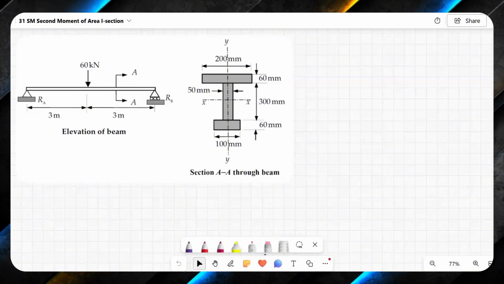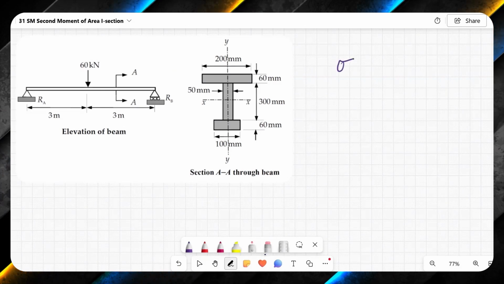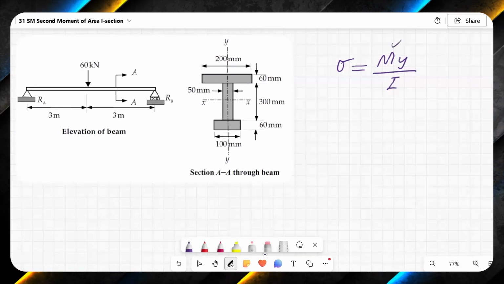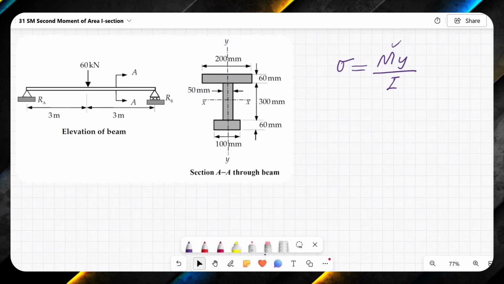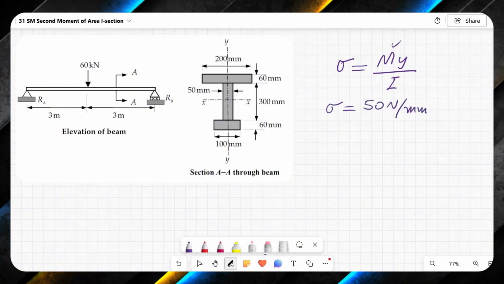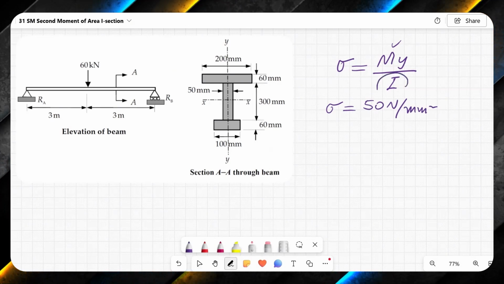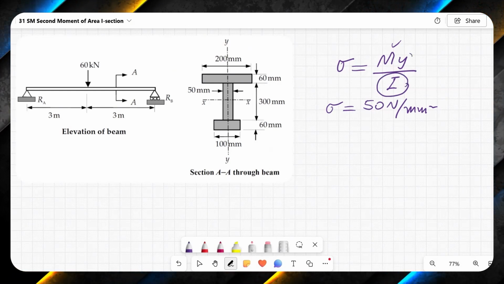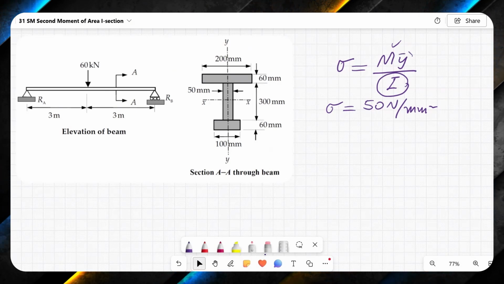For solving this problem, I will be using the famous flexural formula, which I remember by saying stress is equal to My over I, where M can be either applied moment or it can be moment of resistance. Here, allowable stress is given to us, which is 50 Newton per millimeter square, and the section is given to us, which means that we can find out the second moment of area, and we can find out this y as well. I call it y bar, which means that it is the centroid of the section.